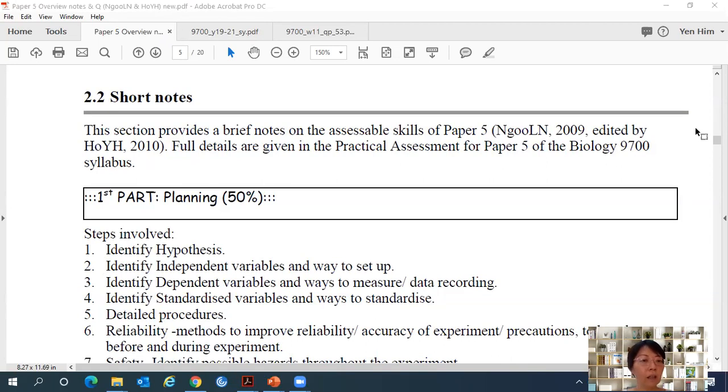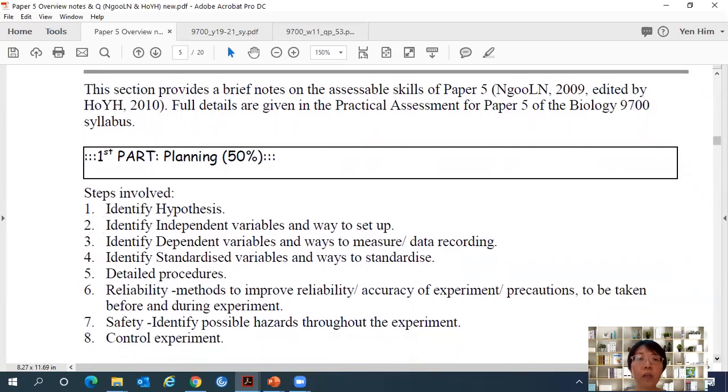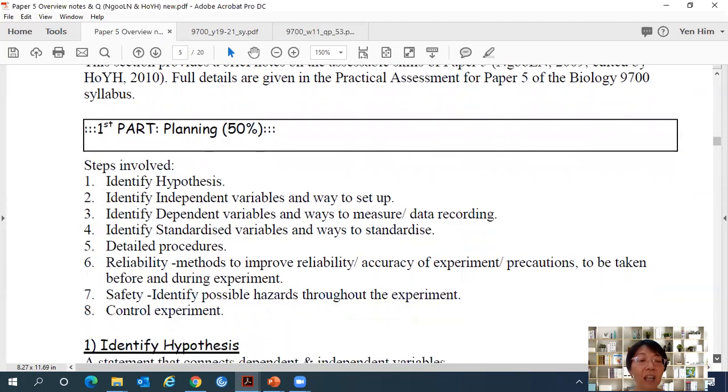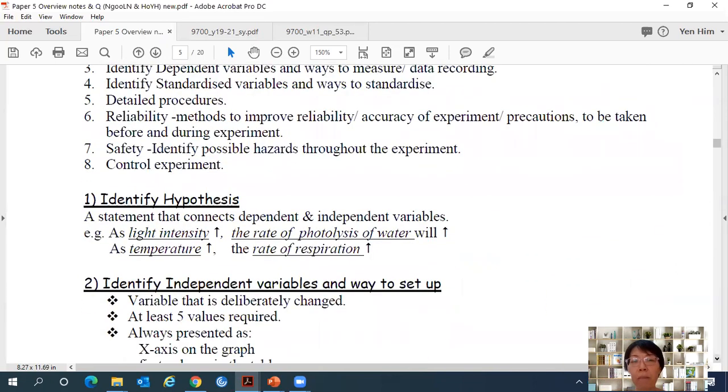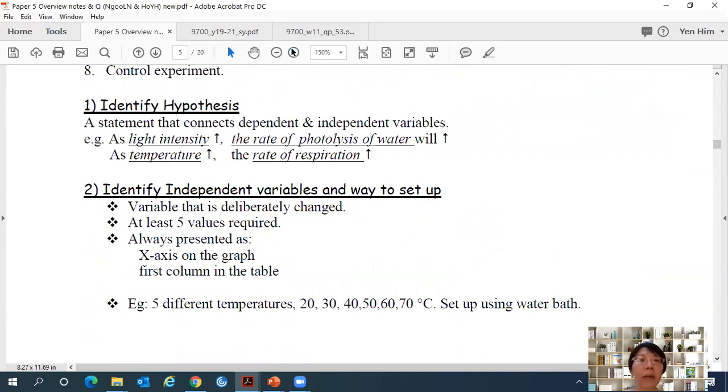Right. So let's look at the 8 steps in planning an experiment. After today, you can already secure 50% of the paper, which is good, isn't it? And you've got 3 months to practice doing the questions. If every week you do 1 paper, in 3 months you'll have at least 12 papers. Only 12 papers, not a lot. Just nice. All right, so let's look at the first one.